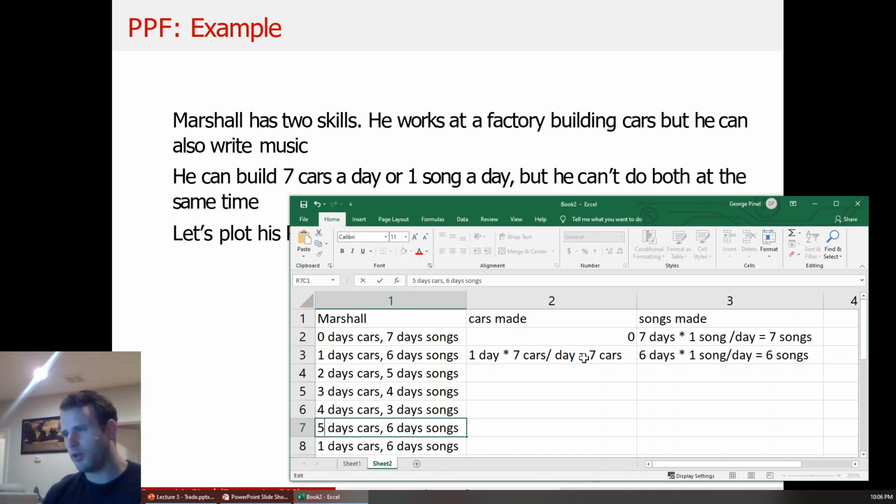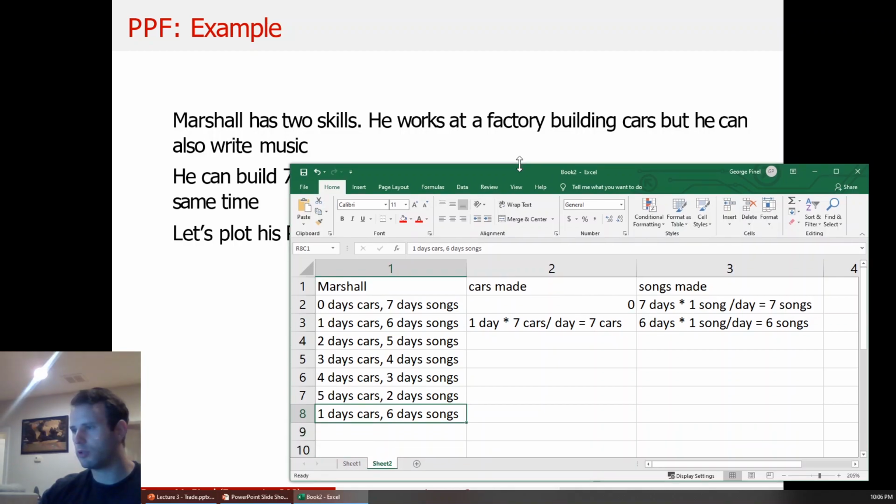Okay, and this should be 5 days on cars, 2 days on songs, right? These numbers here should add up to 7 because he's got 7 days. His budget constraint is 7 days. And I'm going to add one more row.